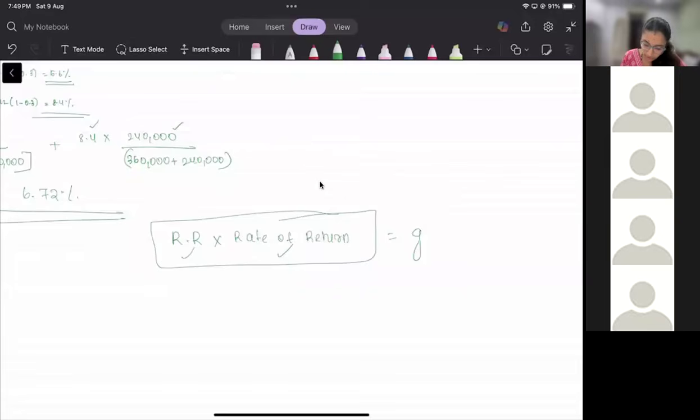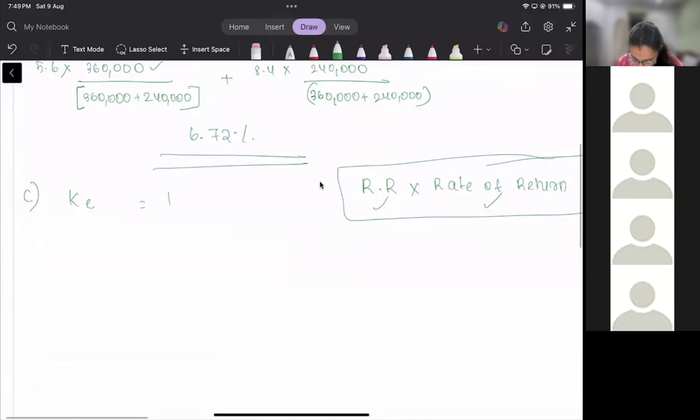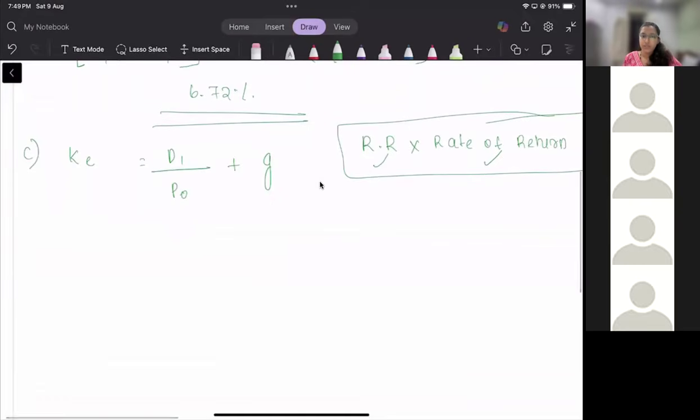Yes, correct. Growth rate. So which model will we have to use? Dividend growth model. What is the formula for dividend growth model? D1 by P0 plus G. They have given all the details in the question. They have given us D. We can find G from here. They have given us price also. So shall we solve?